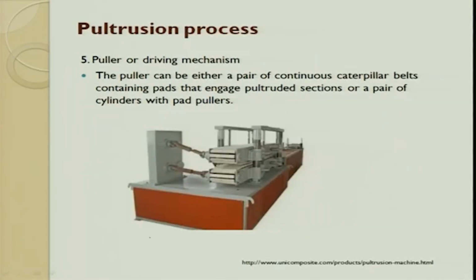The use of this is in conjunction with the conventional, increases productivity and permits massive profiling. This is the pultrusion mechanism. You see here this is a roller, and here it is not a roller, it is something like an endless belt which keeps rotating, and it tries to pull in. So, a puller or a driving mechanism. The puller can be either a pair of continuous caterpillar belts containing pads that engage in pultrusion, or a pair of cylinders with pad pullers. As it rolls, if the roving is coming through this direction, it will maintain a tension and pull it.